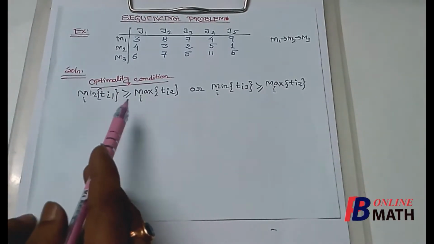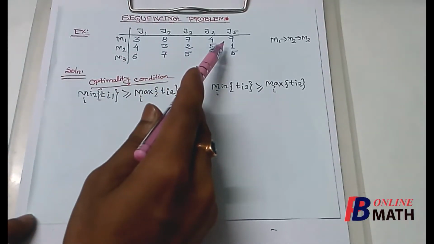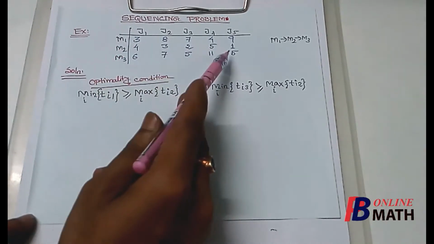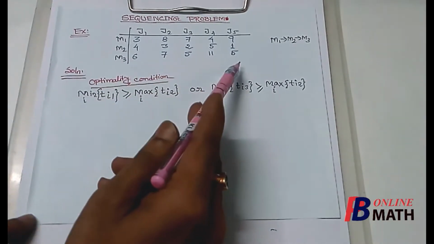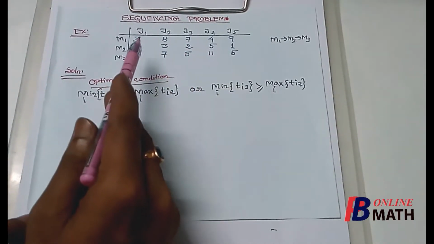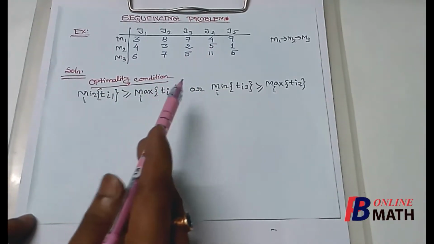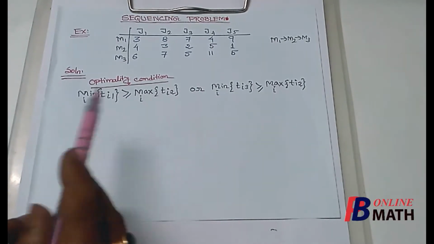Now in simple words, if the minimum element of the first row is greater or equal to the maximum element of the second row, or the minimum element of the third row is greater or equal to the maximum element of the second row, then the problem has an optimal solution. Now let us check the condition.